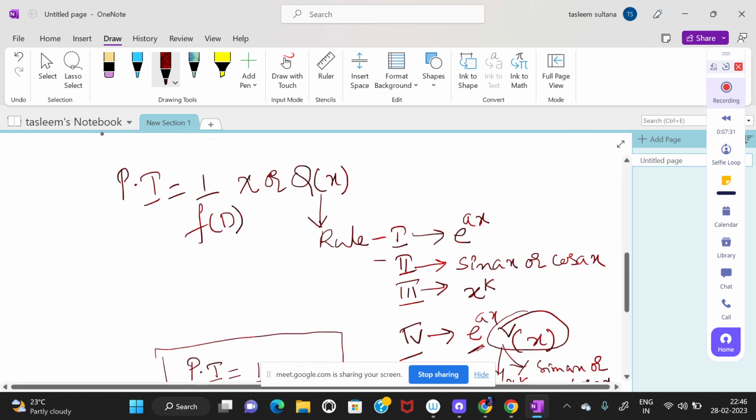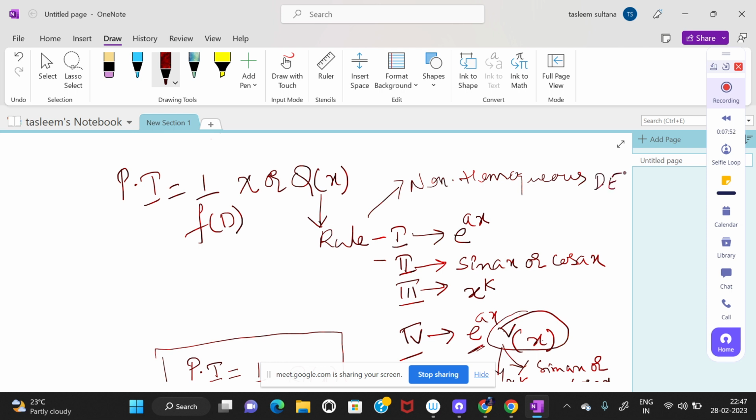Just what I'm saying here, is it the RHS? Yes, this x is going to be the RHS. For your rules, these rules will go for the non-homogeneous equation.